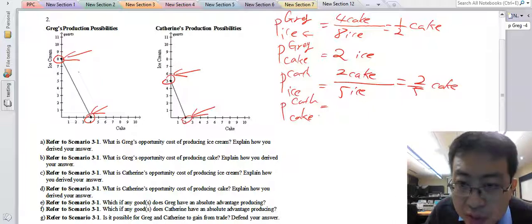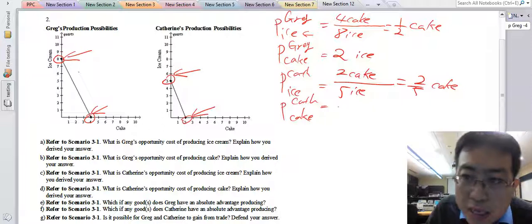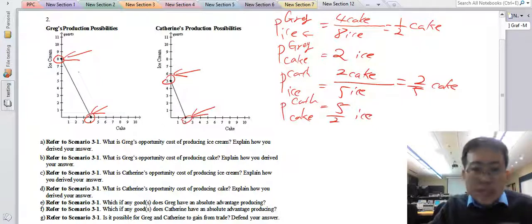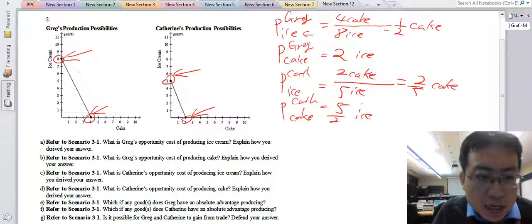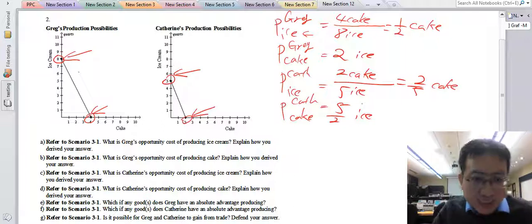For Catherine, for the price of cake, we take this number, flip it over, and that's our answer for the cake. So 2 over 5 becomes 5 over 2 ice cream. So this is the answer for parts A, B, C, D. That's the opportunity cost for cake and ice cream for Greg, and also the opportunity cost for cake and ice cream for Catherine.